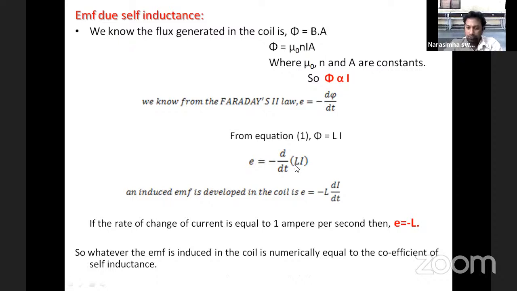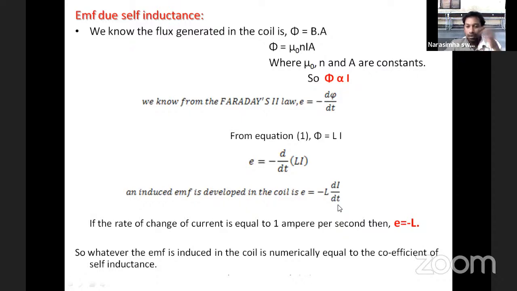Because L is what? It is the coefficient of self-inductance. It's a constant, so take out the L value. Then what remains? di by dt. So the current is changing with respect to time, then the magnetic flux will be changing. That change in magnetic flux produces what? EMF. Induced EMF will be produced. So an induced EMF is developed in the coil: E is minus L di by dt.